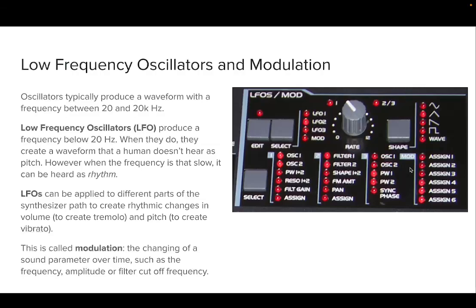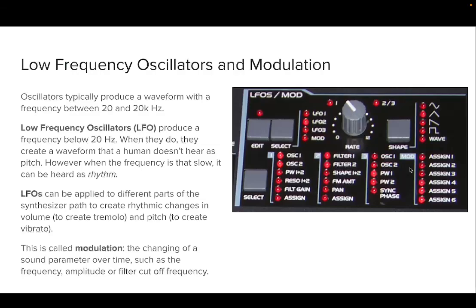Oscillators typically produce a waveform within the human hearing range, which is 20 to 20,000 Hertz. However, low-frequency oscillators, called LFOs, produce a frequency below 20 Hertz. When they do, they create a waveform that a human doesn't hear as pitch. However, when the frequency is that slow, it can be detected as rhythm. It can only be detected as rhythm if it is applied to different parts of the synthesizer path, to create rhythmic changes in volume and pitch. This is a very common technique called modulation.